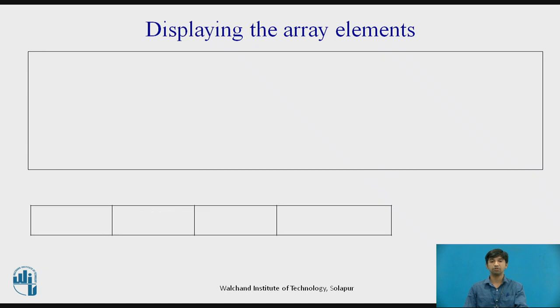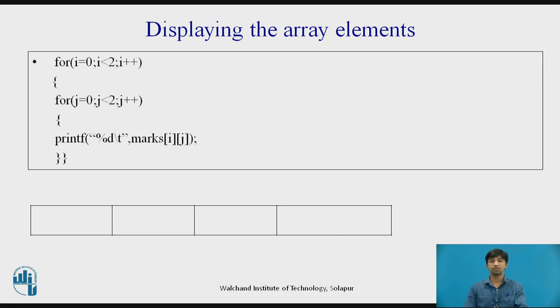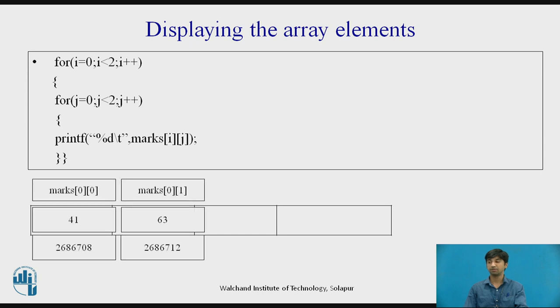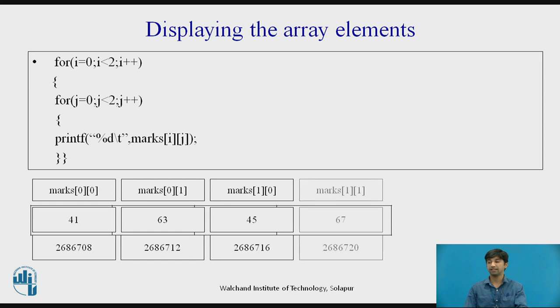Displaying the array elements. Now moving to the display of array elements, the for loop is the same, but now the body of the loop causes each mark to be displayed until i and j both become equal to 1. It means if I put input values like 41, 63, 45 and 67 into marks of 00, marks of 01, marks of 10 and marks of 11, this will be displayed using the printf. So the final value will be 41, 63, 45, 67, with a space in between, as I have used the \t symbol. So 2686708, 2686712, 2686716, 2686720 are the address locations of the array elements.